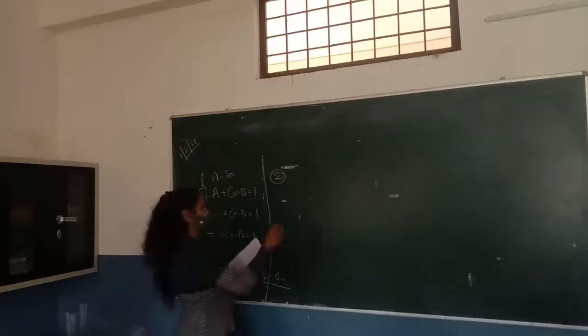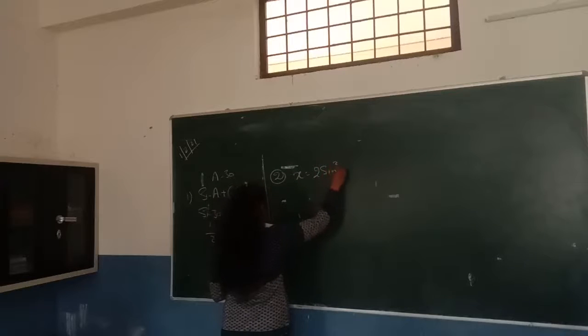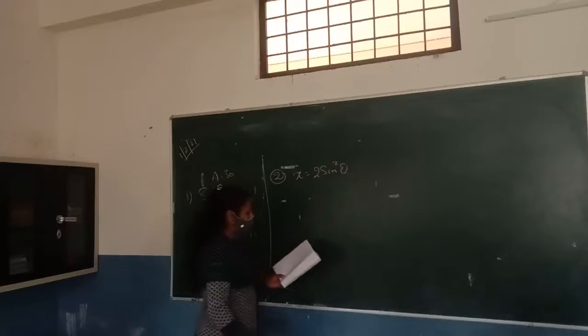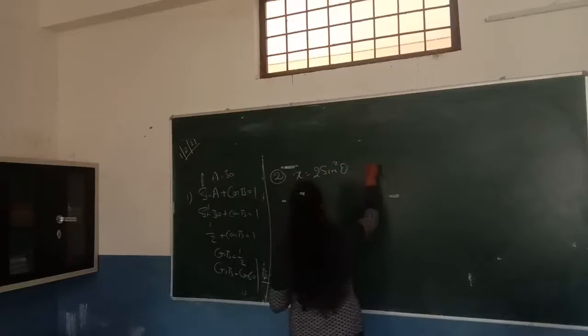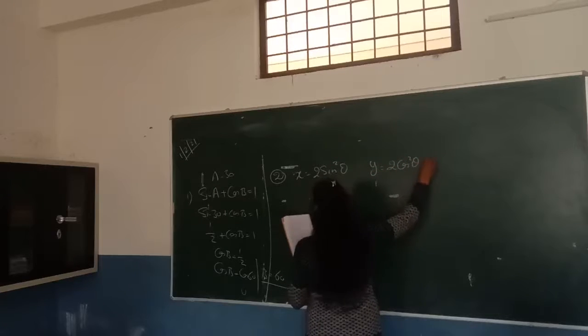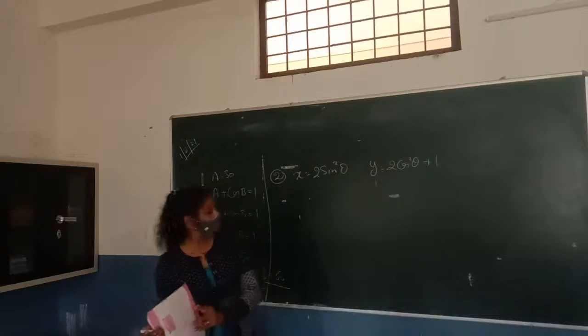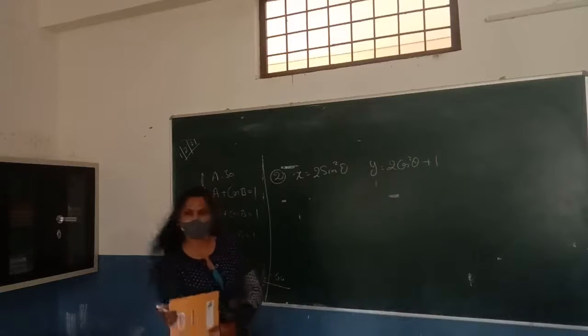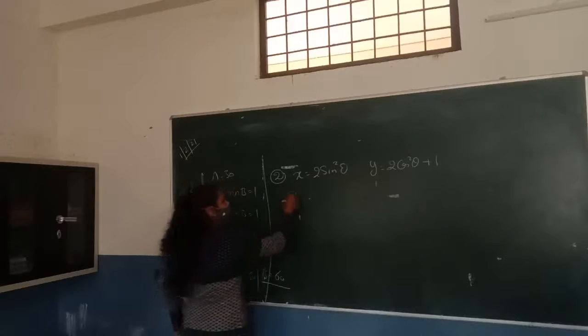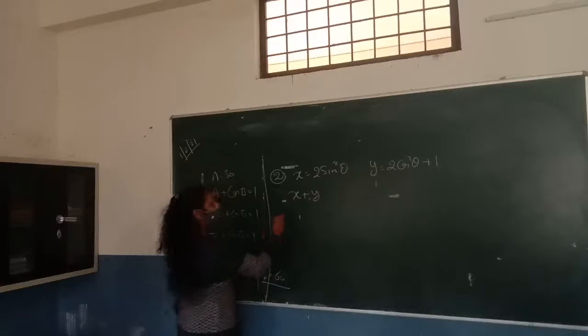sin square theta and y is equal to 2 cos square theta plus 1, find x plus 5. Find x plus 5. So you can put the value of x or y in this equation. The x is how much?